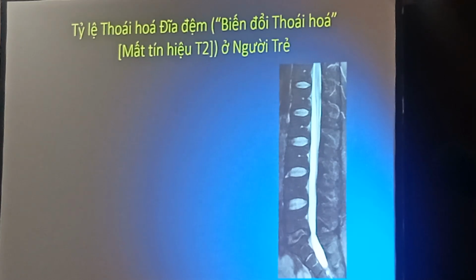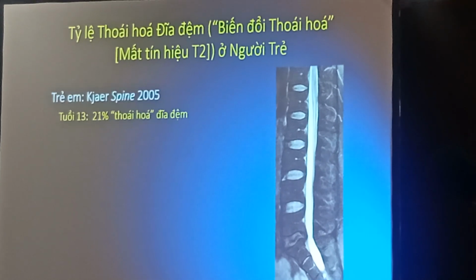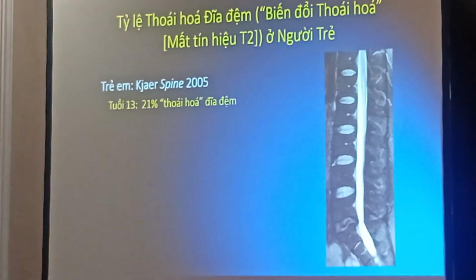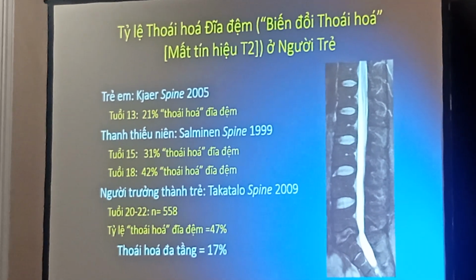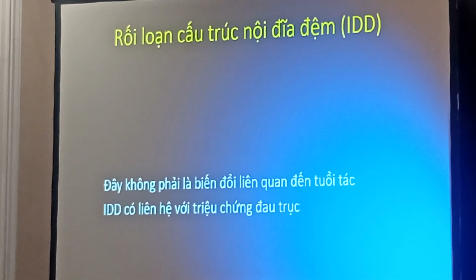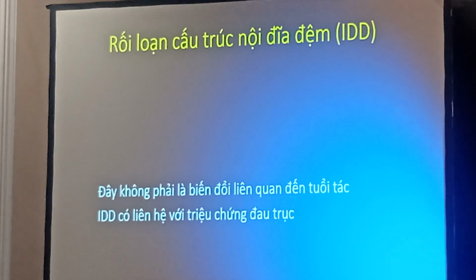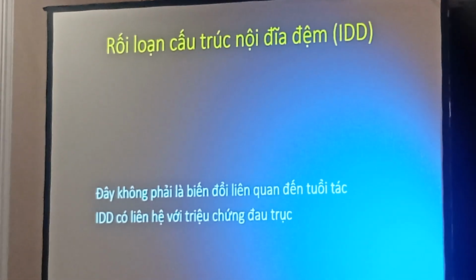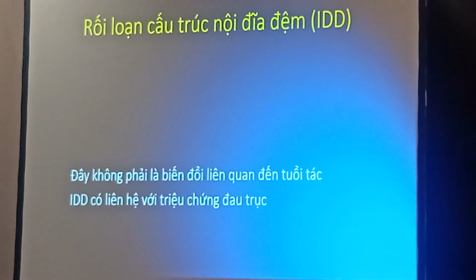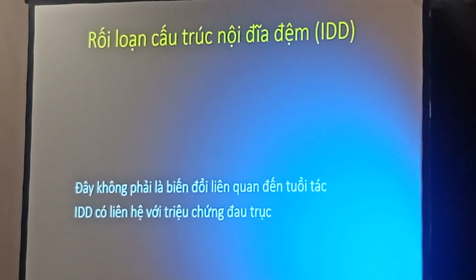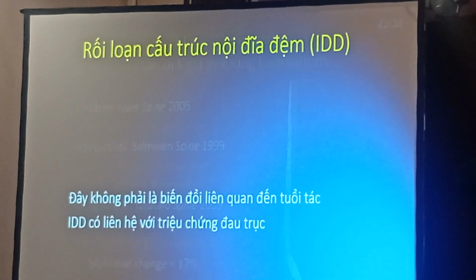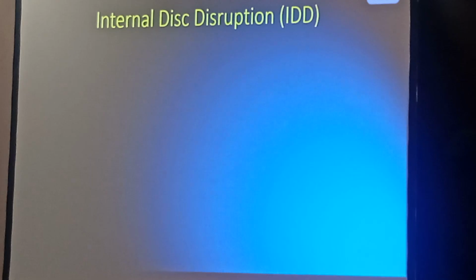Just in young people, there's a nice body of literature from Scandinavia. Age 13-year-olds, 20% have dark discs. Age 15, 30%. Age 18, 40%. As a young adult, about half of subjects have dark discs. So they've undergone some of this cascade of imbalance of the synthesis and degradation, which does not in and of itself cause pain.